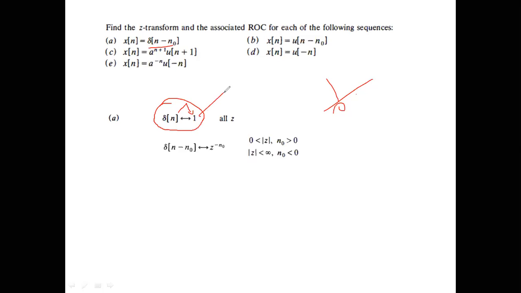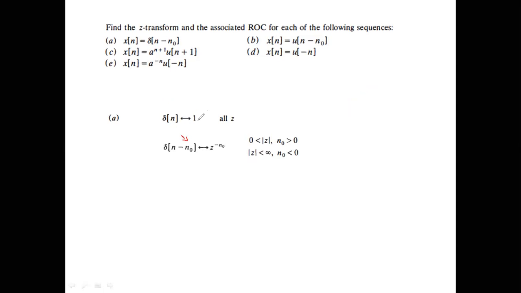Okay, so if delta n is having z transform 1, delta n minus n naught, what should be this z transform? Now let us go back to the property. What is this thing, by the way? It is the same z transform. It is the same question. Only thing is there is a shift in the time domain.